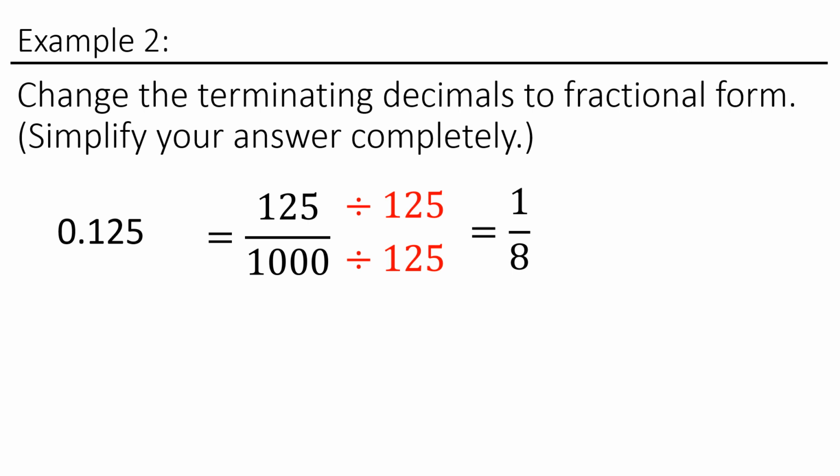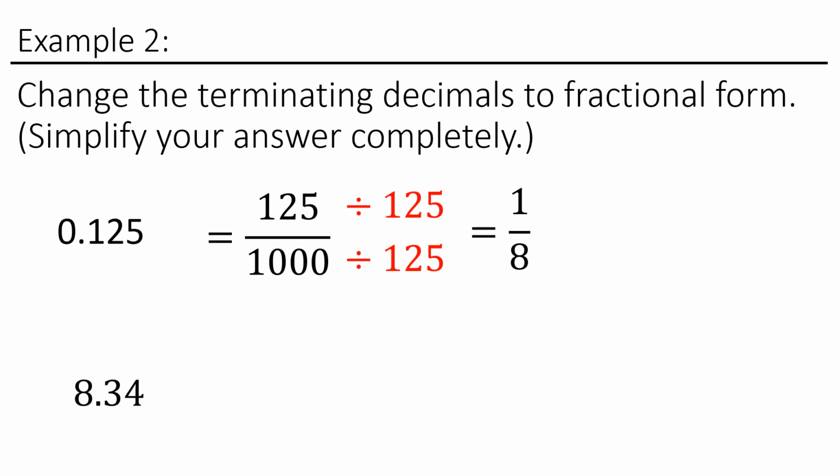When I do that, I would divide it out, and this turns out to be 1 over 8. So the decimal 0.125 is the same thing as the fraction 1 over 8. All right, now let's look at one more.